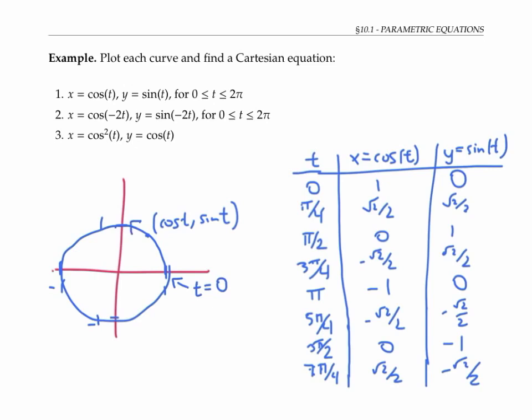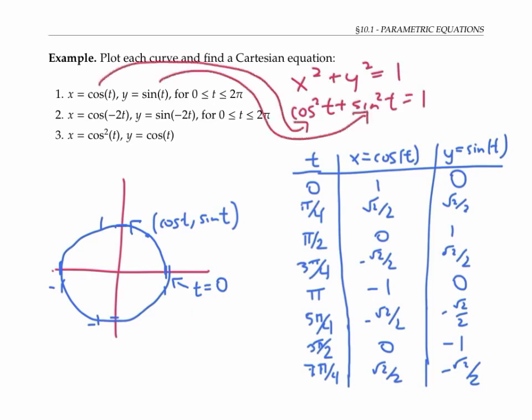A Cartesian equation for this unit circle is given by the equation x squared plus y squared equals 1. This follows from the trig identity cosine squared t plus sine squared t equals 1 by substituting in x for cosine t and y for sine t. Please pause the video for a moment to graph the second curve and rewrite it as a Cartesian equation.